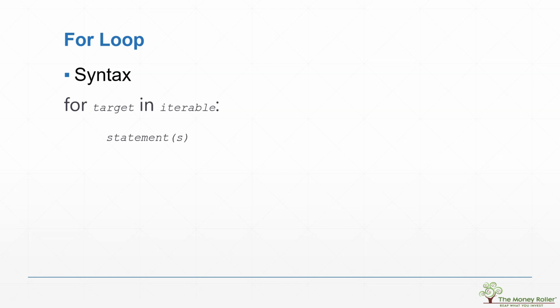Okay, for a target in an iterable, you run these set of statements. An iterable can be anything which has components. Each and every component of that thing gets considered by the for statement, and this block of statements runs for each and every component of an iterable.